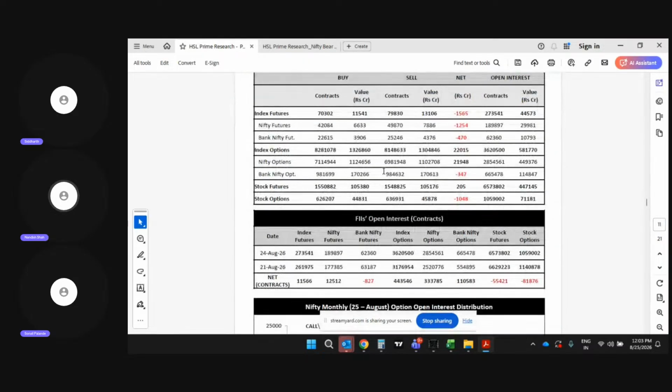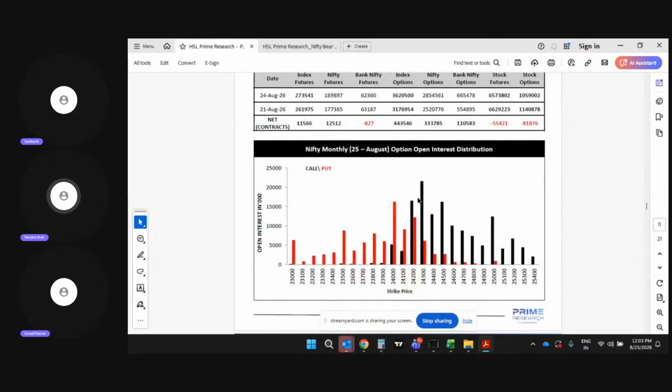Now let's see in which strike price we have seen addition. As you can see here, this blue bar is the call option bar. 24,200 and 24,300 added the highest open interest. So 24,200 to 24,300 is the resistance as per the option data yesterday. And on the lower side, 24,000 was the support where there is the highest open interest among the puts. So broadly, option data was suggesting as of yesterday, the range was 24,000 to 24,300.